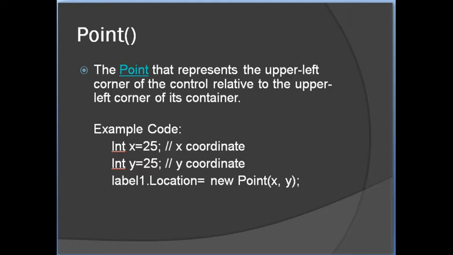The Point represents the upper left corner of the control relative to the upper left corner of its container. So we have two coordinates, the x and y coordinates. For example, in our example code, we have label1.Location. This is the control Location property, and it will get the new point for the x and y coordinates.